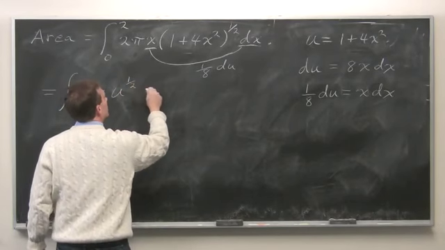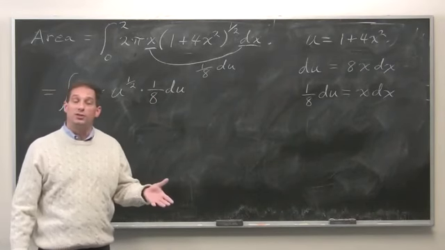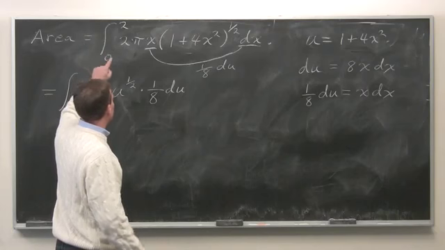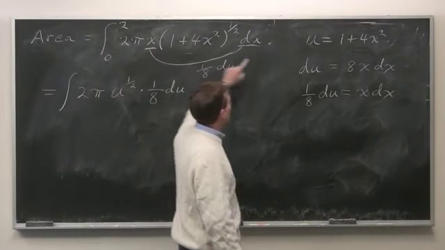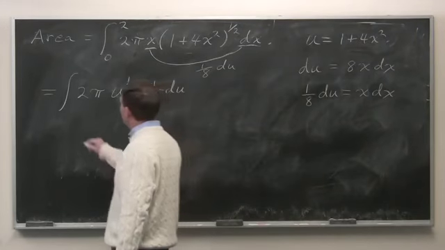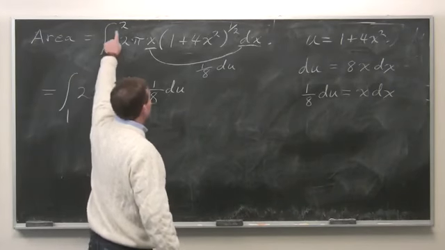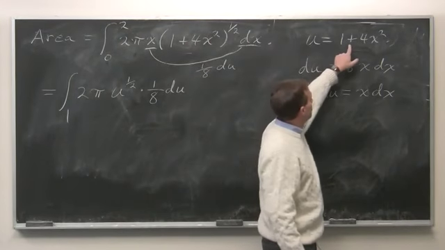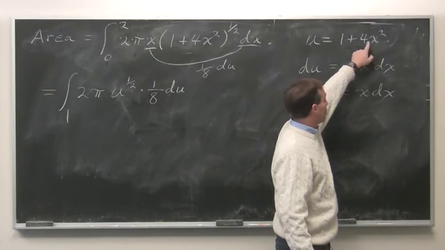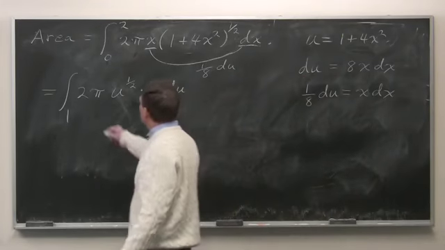And since it's a definite integral and we've made a substitution, the nice thing to do is to change your limits of integration to describe what your new variable does. When x is 0, u is 1 plus 4 times 0 squared, so u is 1. And when x is 2, u is 1 plus 4 times 2 squared, so 2 squared is 4, 17. u is 17.